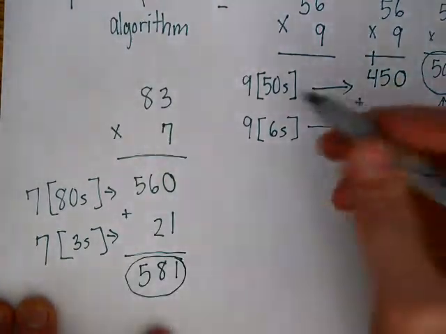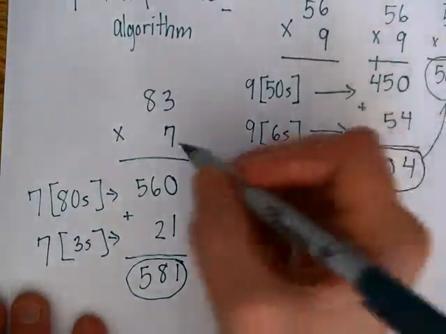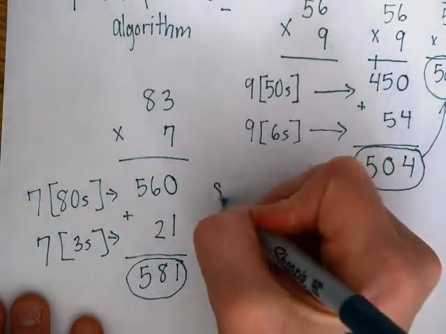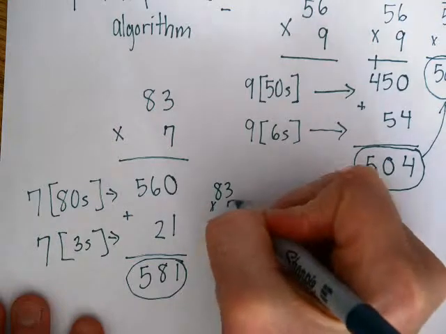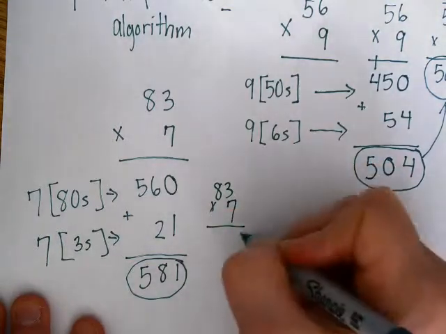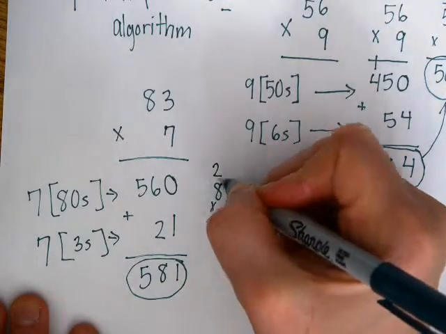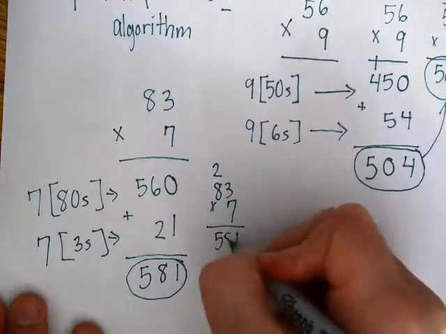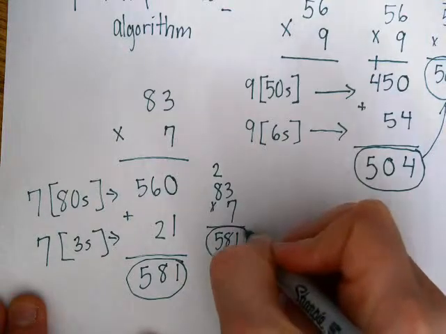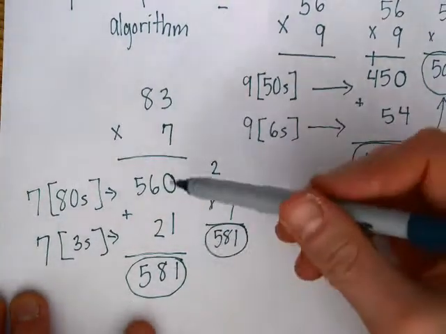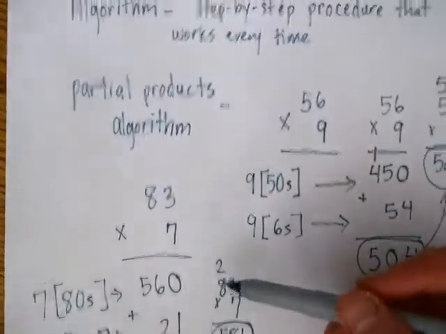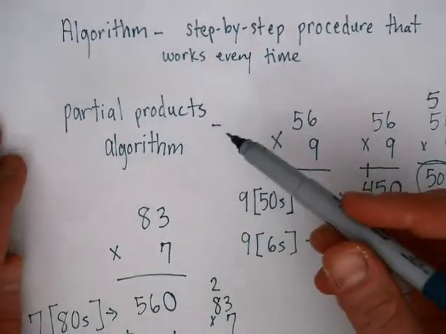And just to show you how this compares with the traditional algorithm, if I do 83 times 7, traditionally, 3 times 7 is 21, down the 1, carry the 2, 7 times 8 is 56, plus 2 is 58, 581. So you still get the same answers, but this is another way of thinking about it than the traditional algorithm. It's called the partial products algorithm.